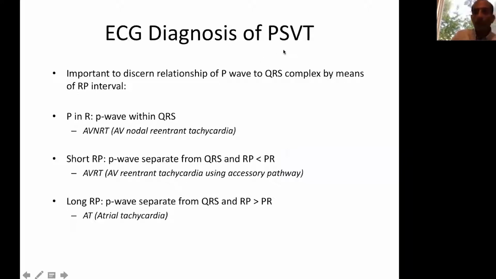So when you look at PSVT, if you see the P wave right towards the end of the QRS complex, which is the pseudo R wave or the pseudo S wave, you think of AV node reentry. If you see the P wave a little bit after the QRS complex, wherein you see ST depression, you think of WPW with AV reentry tachycardia. If you see a long RP tachycardia, which means the distance between the R wave and the next P wave is long, beyond the T wave, then you think of focal atrial tachycardia as the mechanism.